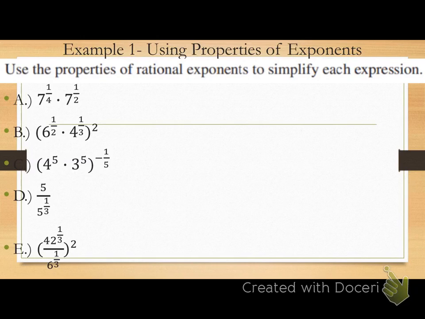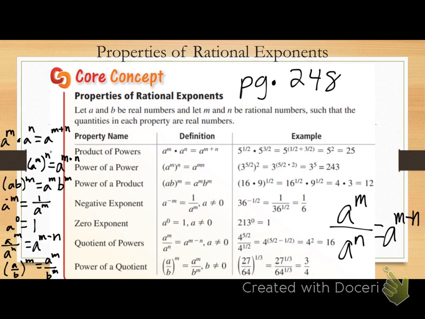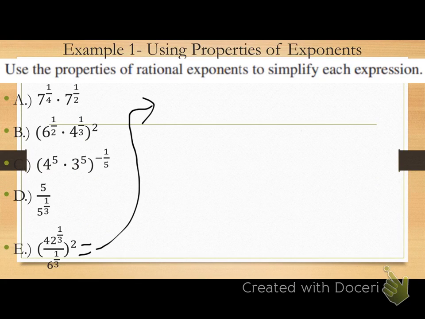Okay, letter E. 42 to the 1/3 divided by 6 to the 1/3, all of that squared. What do I need to do here? We have to distribute the two first. All the exponents inside the parentheses get multiplied by the exponent on the outside of the parentheses. This is the power of a quotient property. Got two things being divided, raised to a power. So multiplying the 2 times this 1/3 and by this 1/3.